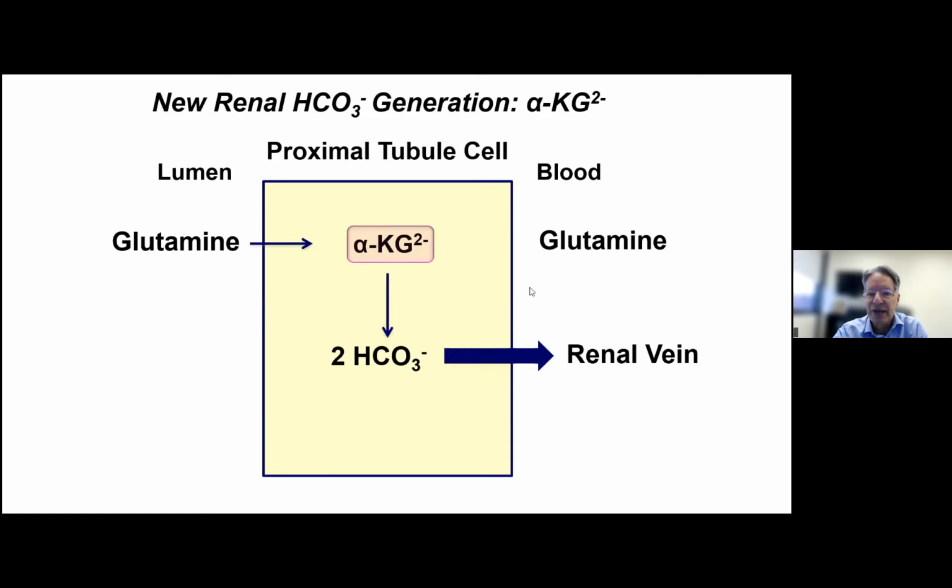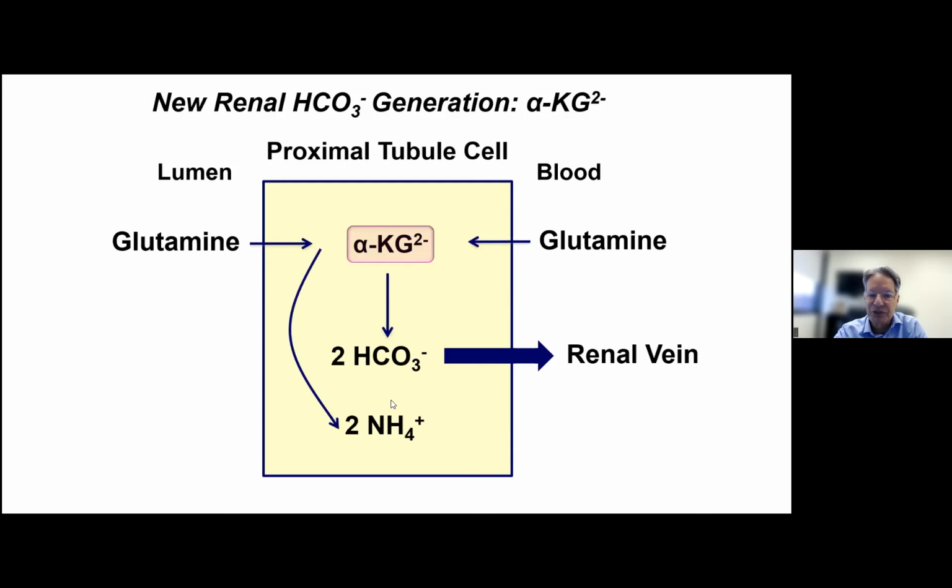The alpha-ketoglutarate enters the Krebs cycle, and in the Krebs cycle, the carboxyl groups, there's 2 carboxyl groups on this. It's an organic anion with 2 carboxyl groups. Those carboxyl groups are neutralized and turned into bicarbonate. The 2 bicarbonate ions leave as 2 carbonate ions on NBCE1A that we showed before on the basolateral membrane and end up in the renal vein.